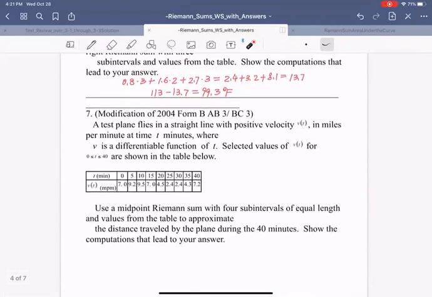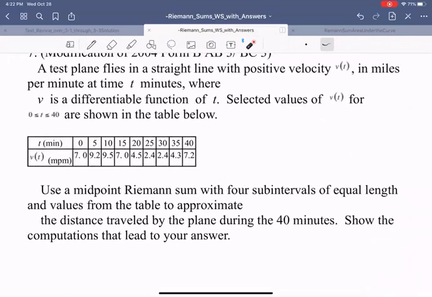The last one. This one is a plane flying with positive velocity. V is a differentiable function of t, and V is shown in this table. Now use a midpoint Riemann sum with 4 subintervals of equal length. So 4 subintervals means each subinterval is 10, right? You can mark this kind of thing. And then who is the midpoint? We can easily figure out the midpoint values. That's the midpoint value, and the subinterval is 10.